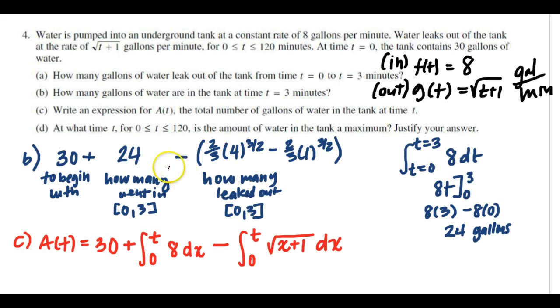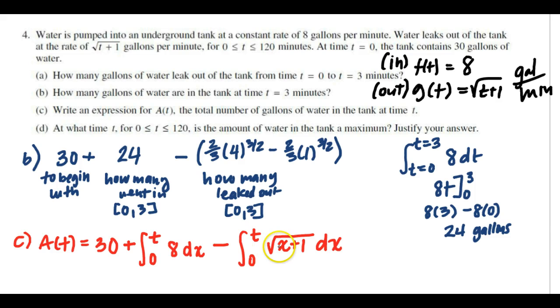So let's try to think about it. We can make sure that our a of t function works by looking back at part b. I should be able to substitute in a 3 right here and get the same answer I got in part b to tell me the total number of gallons at time 3. Plugging in a 3 for t here means I'd plug in a 3 here as well. The integral from 0 to 3 of 8 would give me 24, just like it did over here. And then the integral from 0 to 3 of radical x plus 1 dx would give me the same value that I got from part A, this numerical value here.